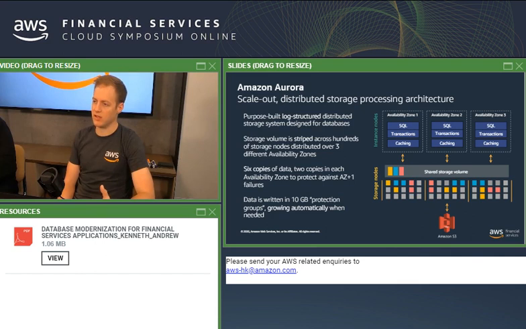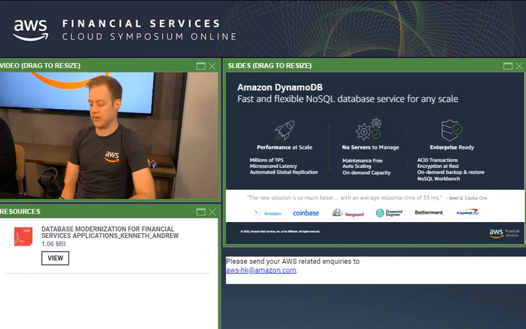Also, we write data into what are called protection groups. These are 10 gigabyte blocks that dynamically grow as your database scales. So you don't have to start off with a certain high provision amount of storage and then go through large storage refreshes as that database size increases. Aurora dynamically increases the space that you're provisioned as you need it, and there's no manual action that you have to take in order to achieve that benefit.